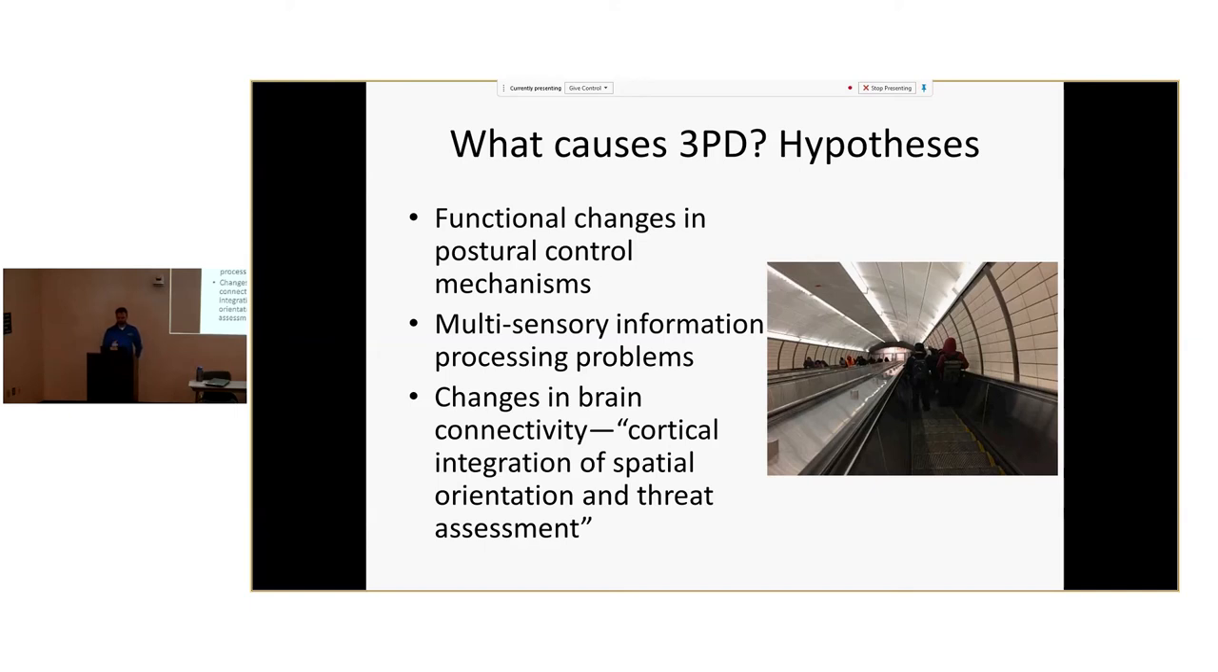The next one is multisensory information processing problems. So they're mostly dependent on visual information rather than using vestibular or some of that sensory information, and then just changes in how they're using their brain. So again, it's a functional disorder. There's no structural problem. It's how information flows through the brain that is really the issue.